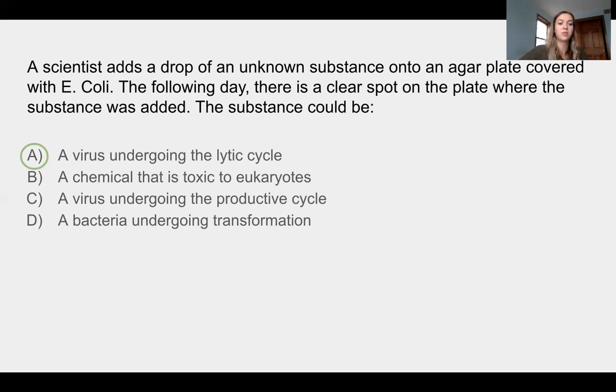And then C, a virus undergoing the productive cycle, can be canceled out because the productive cycle pertains to animal viruses, and we're talking about prokaryotes, not eukaryotes. So the only possible choice left is A.